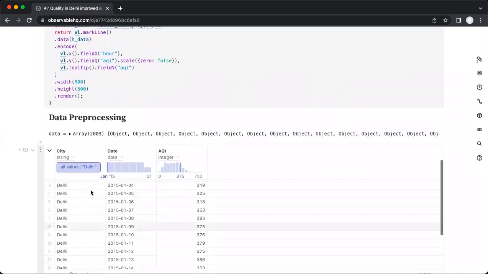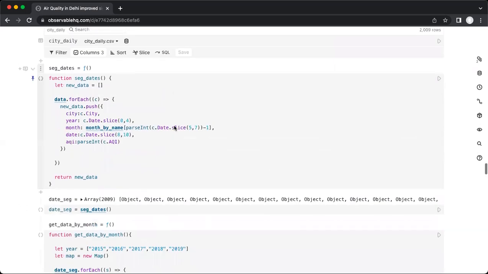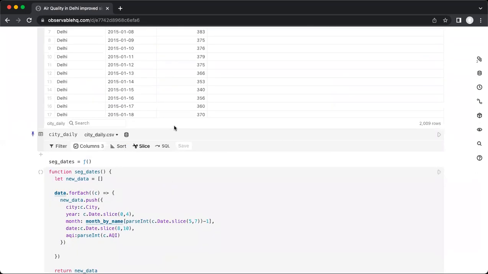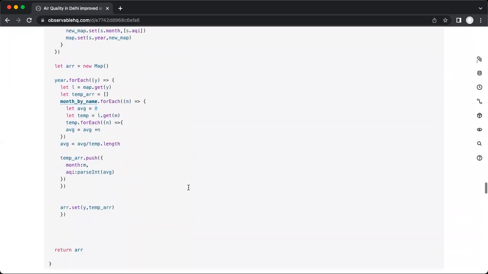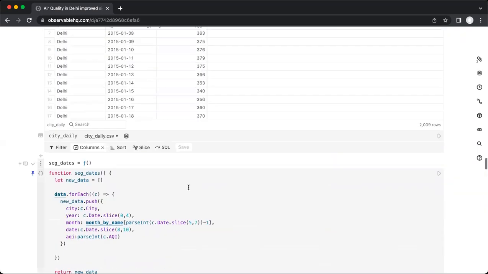Lastly, I did some data processing so that I could fit all of my data into the idioms I wanted. These are some of the functions that I wrote to filter the data.